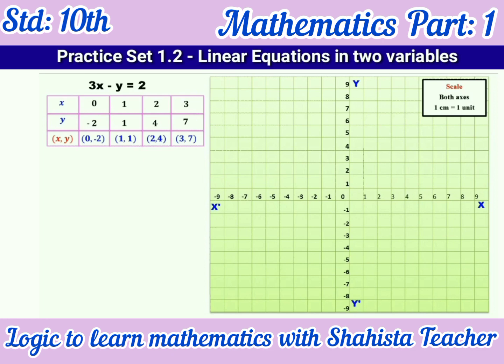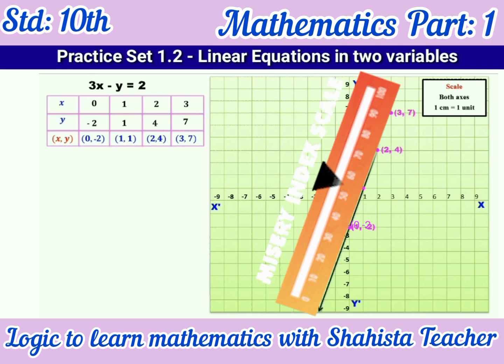Now 3x minus y is equal to 2. This table: x is 0 and y is minus 2. So on the x-axis 0 and on the y-axis minus 2. See the below side, the pink color dot. So x is 0 and y is minus 2. Now x is 1 and y is 1. Both are positive, so here 1 and 1. Now x is 2 and y is 4, so plot 2, 4. Now x is 3 and y is 7, positive 7. So here 3, 7.